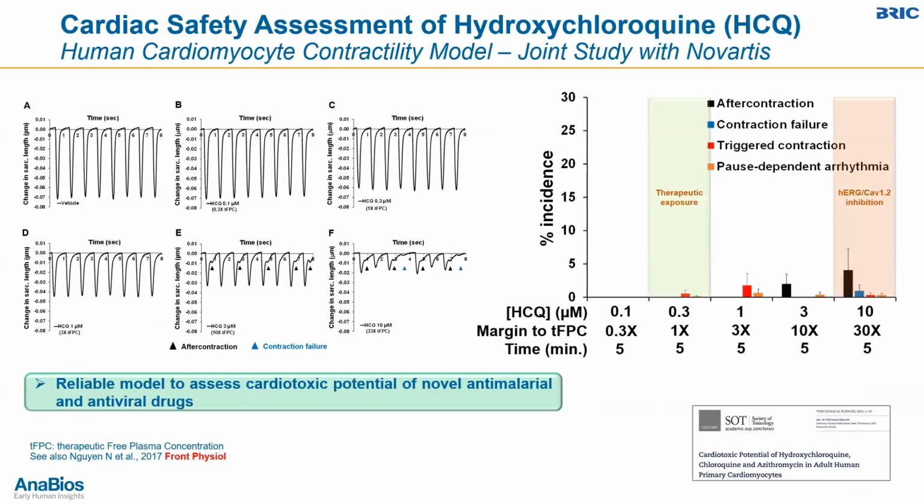This is another example. During the COVID-19 pandemic, we did a joint study with Novartis to assess the cardiotoxic potential of hydroxychloroquine. As you know, hydroxychloroquine was proposed as a compound to treat COVID-19. As you can see from the data, at therapeutic exposure, hydroxychloroquine showed no potential to be proarrhythmic. When you go 30-fold above therapeutic exposure, which is when you start inhibiting the HERG channel and the CaV1.2 channels, you can start seeing a proarrhythmic potential and effect on contractility.